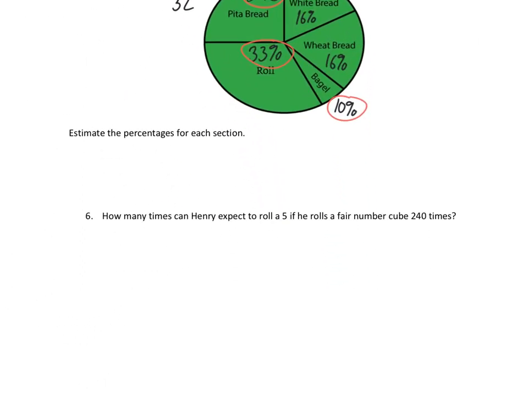All right, number 6. How many times can Henry expect to roll a 5 if he rolls a fair number cube 240 times? Well, let's talk about rolling a 5. On a number cube or die or whatever else you want to call it, there's 1, 2, 3, 4, 5, and 6. Well, that 5 is going to be only one number out of 6. So 1 out of 6 is our probability of rolling a 5.